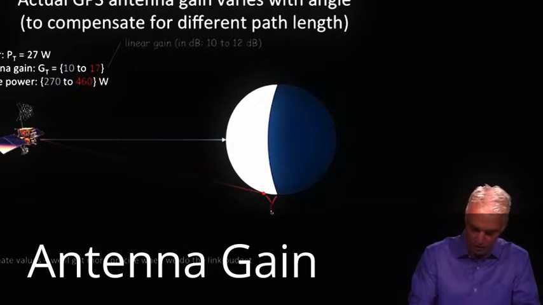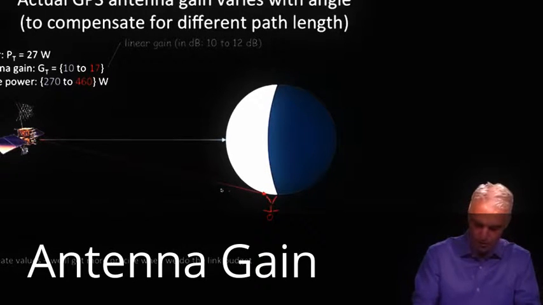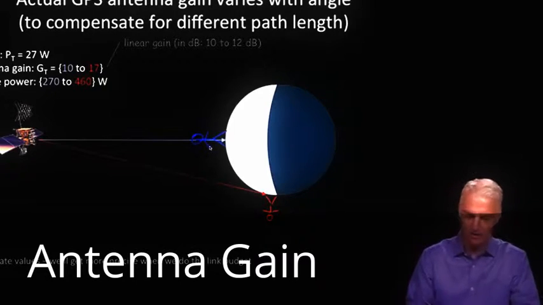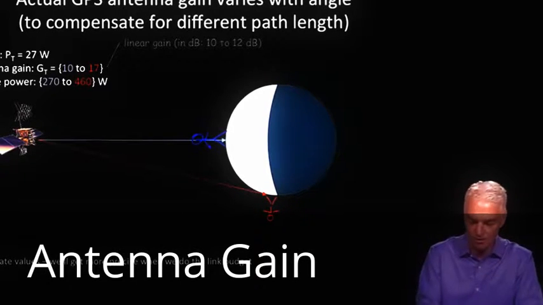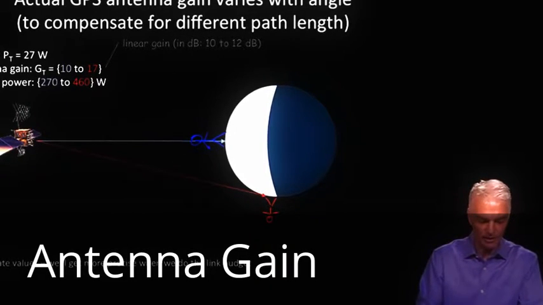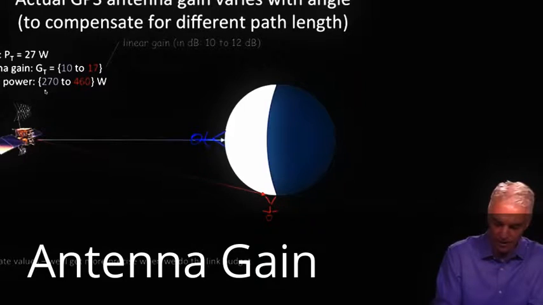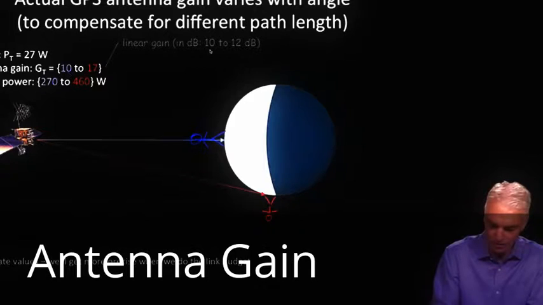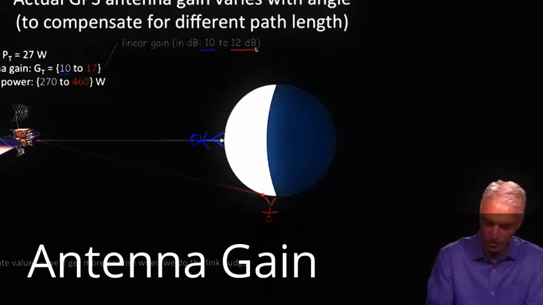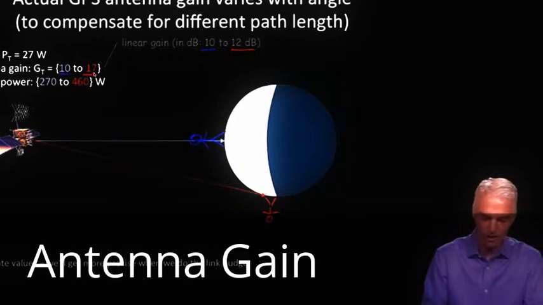So if you were standing on the Earth here and observing the satellite on your horizon, or if you were standing on the Earth here and observing that satellite straight overhead, the GPS system is designed so that the received signal strength is about the same. And the way that's achieved is by having the antenna gain along the blue line be 10 dB, or a linear ratio of 10, and the antenna gain along the red line, which is longer, being stronger, 12 dB, or a linear ratio of 17.